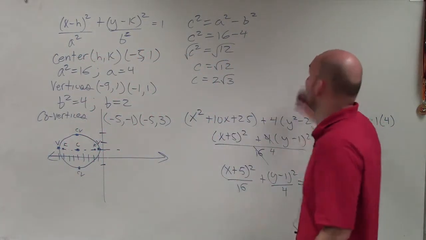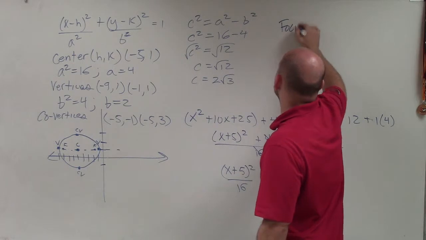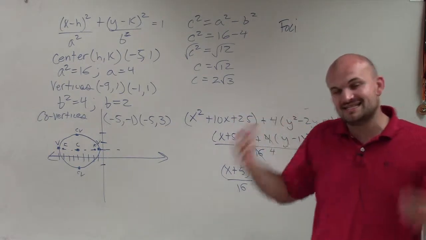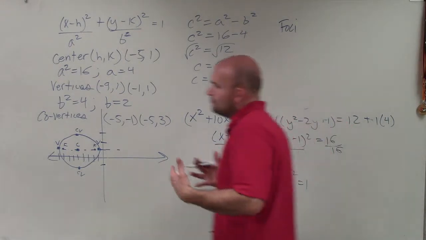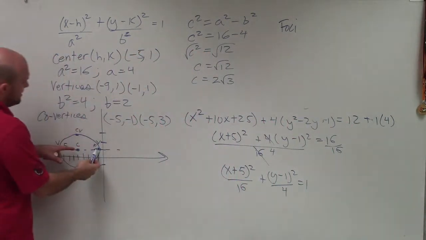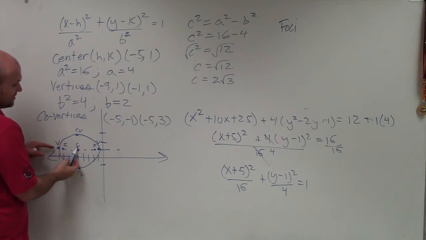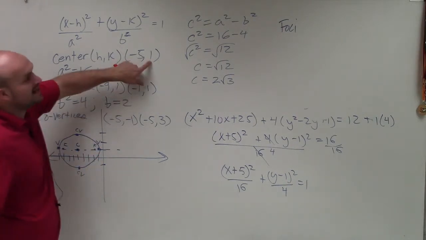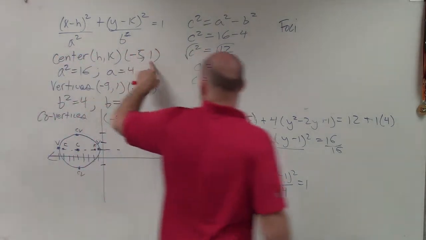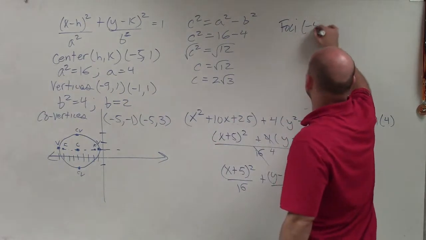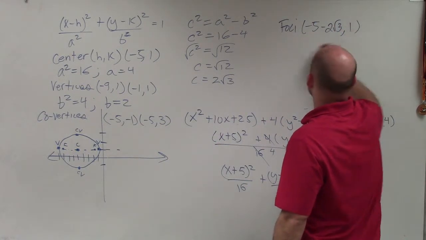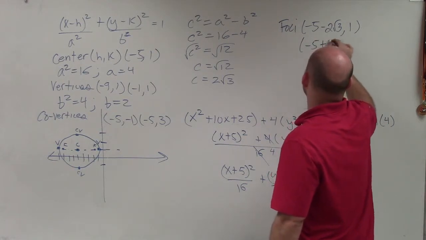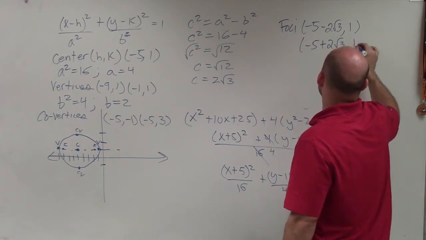However, we still want to write in what the points of the foci are. So to keep those points exact, I'm not going to use a decimal approximation. The one thing important, though, since I know that the foci lie on the major axis with the center and the vertices, I know that the y-coordinate is not going to change. So therefore, my foci are going to be negative 5 minus 2 square root of 3, comma 1, and negative 5 plus 2 square root of 3, comma 1.